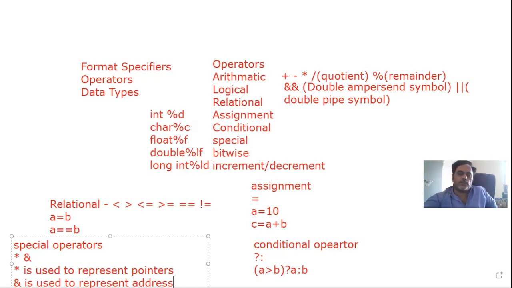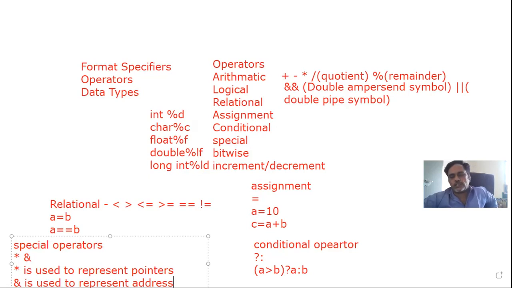Arithmetic operators are basically used to perform simple mathematical calculations. Logical operators are used to check different conditions. If both conditions are satisfied, we say AND. If any one of the conditions is satisfied, we say OR. Relational operators are greater than, less than, equal to, not equal to, etc. Assignment operator means equal to. Assignment operators are used to store a value into a variable or store the result of an expression into a variable.